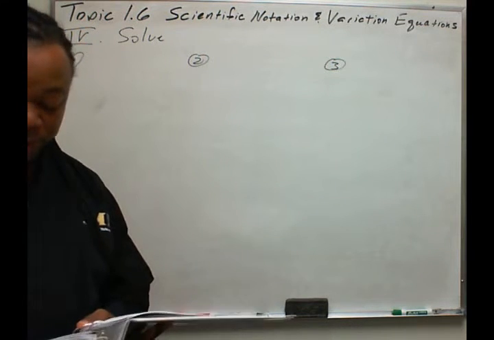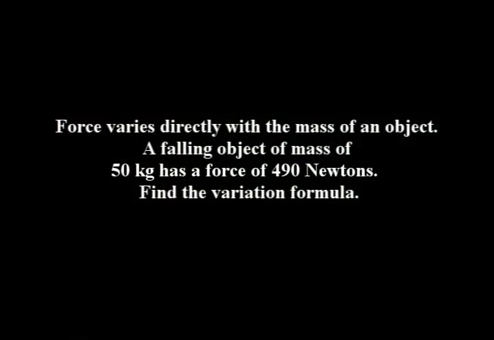Solving variation equations. Number 1. A force varies directly with the mass of an object. A falling object of mass 50 kilograms has a force of 490 newtons. Find the variation formula.